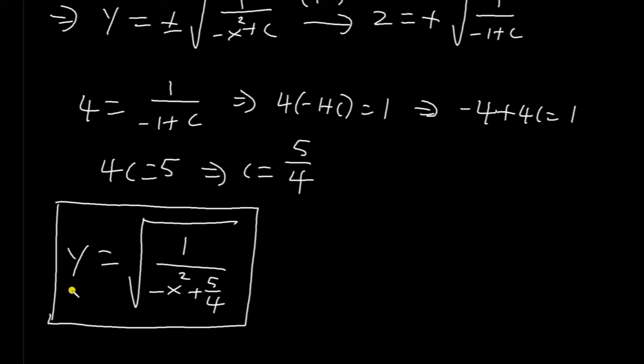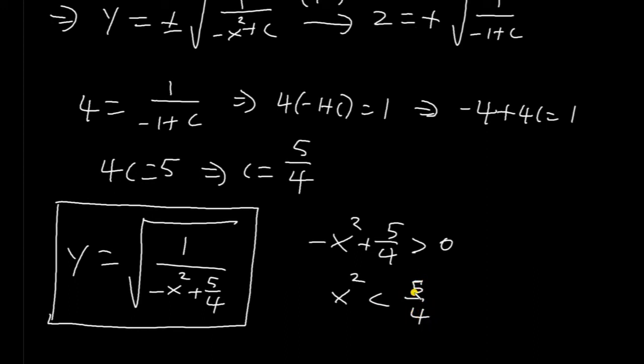I do want to also mention that this is not always true for all x. This is only true for the x values where this is positive, right? If this was negative, we'd have a negative under the square root. So it's only true for the values where negative x squared plus 5 over 4 is greater than 0. And if we solve that, we'll get x squared is less than 5 over 4.